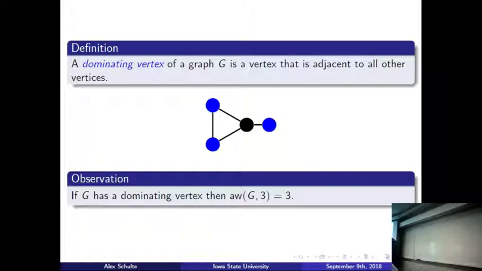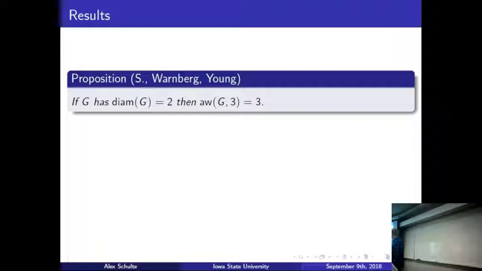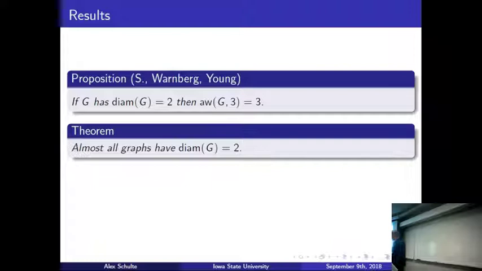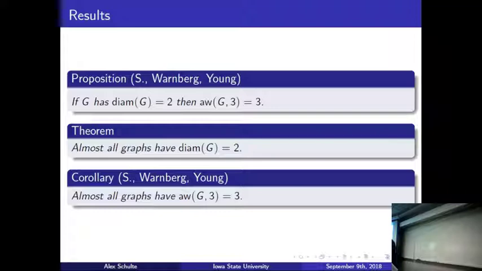Okay, so then instead of just a dominating vertex, we looked at diameter and radius conditions. The best one we got was on diameter. So if your graph has diameter 2, then your anti-van der Waerden number is 3. I'm going to show the proof of this on the next slide, but I want to show a couple more results that are really good that come from this. It's a pretty well-known theorem in graph theory that almost all graphs have diameter 2. So this leads us to the corollary that almost all graphs have anti-van der Waerden number 3, right? Because if you have diameter 2, then you have anti-van der Waerden number 3, and almost all graphs have diameter 2, so they almost all have anti-van der Waerden number 3.